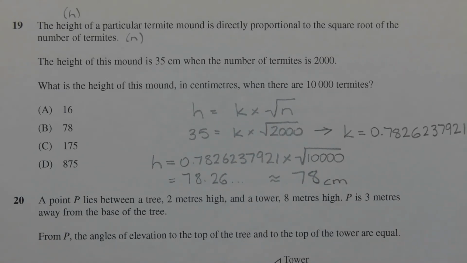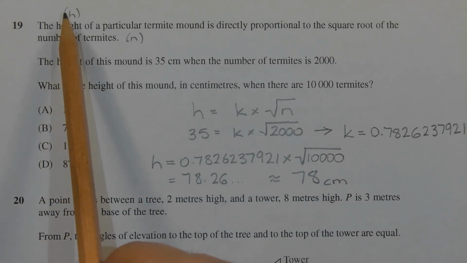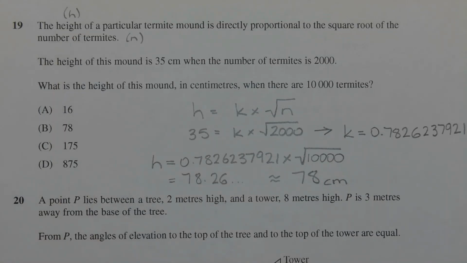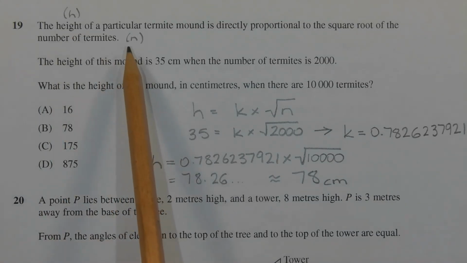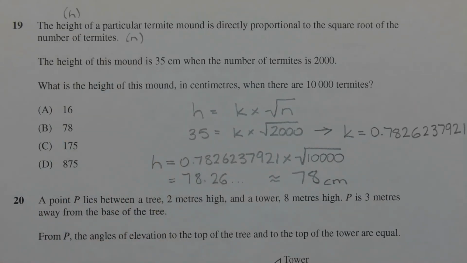of termites. Now I've let the pronumeral h represent the height of the termite mound, and I've let the pronumeral n represent the number of termites. So the variation equation will look like h equals k, which is the constant of variation, times the square root of n. Now we need to find the value that represents the constant of variation, in other words, the value of k. And we do that by substituting in a particular point.